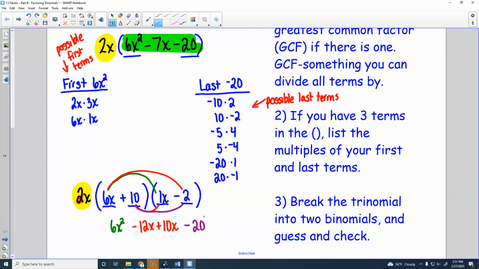Now, I did this first part and the last part in a different color because I already knew I was going to get that 6x squared, since I picked the numbers that would equal 6x squared. And I already knew I was going to get this negative 20 because I picked numbers that would multiply to give me negative 20. So all I really care about are those middle terms. I want to see if they work. If I combine my negative 12x and my 10x, I get negative 2x. Is that what I had for my middle term up here? It is not. So this is not it.